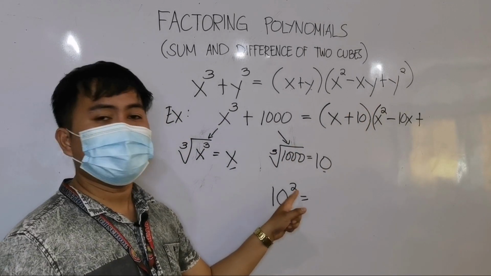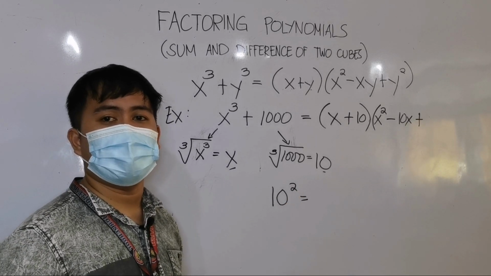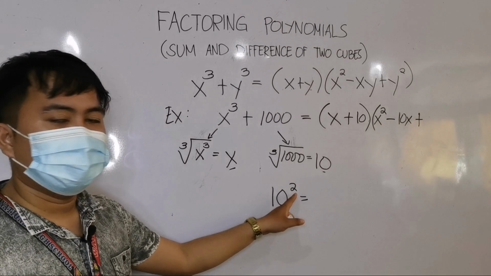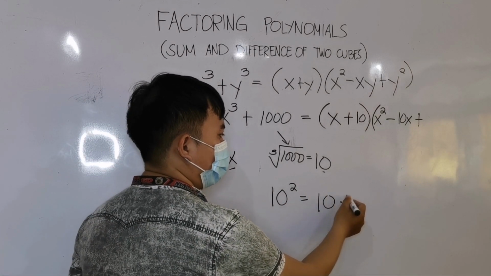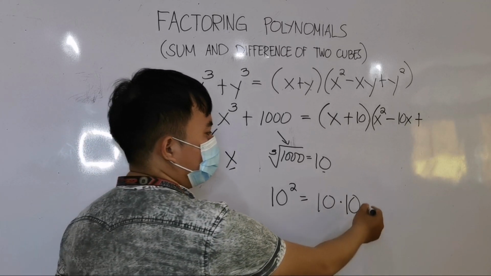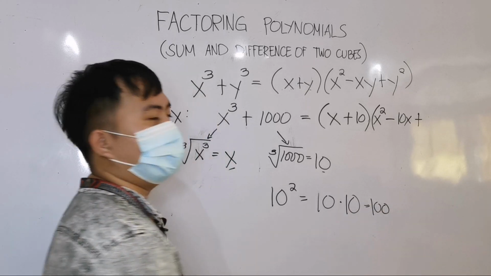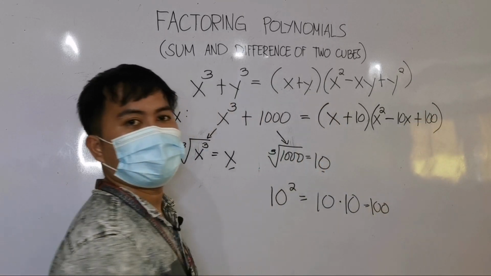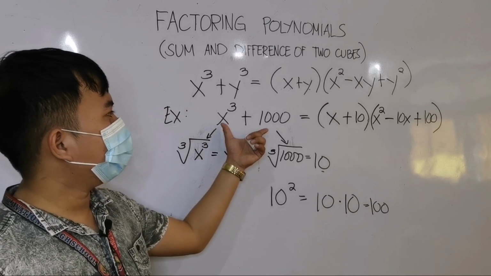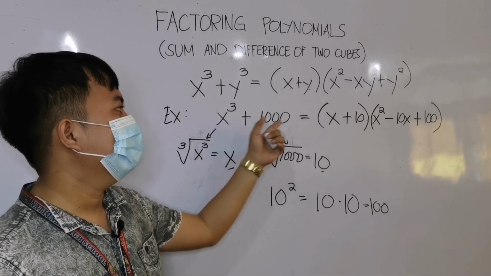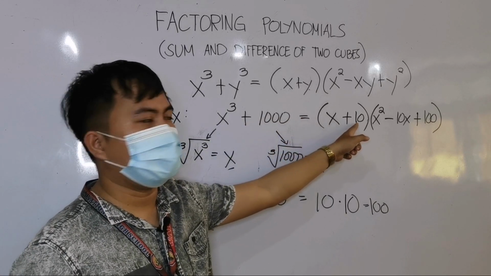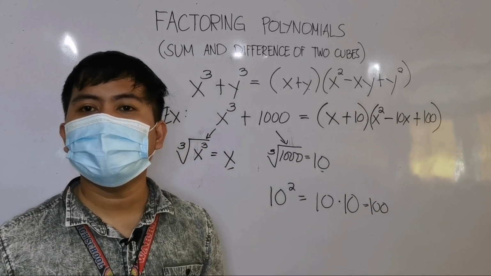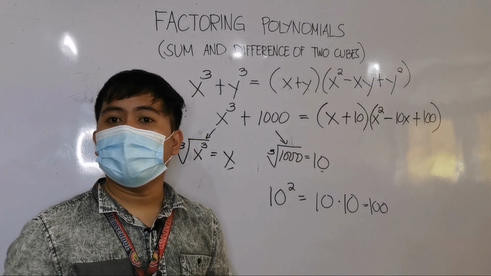So, ito na ngayon. Ang ibig sabihin talaga ng exponent, it tells you how many times you will multiply the number. So, ibig sabihin, 10 squared is not 20. Mali ka dun. Dahil, 10 squared is 10 times 10. And 10 times 10 is 100. So, for the last value on the last term, 100. Okay? So, meaning to say, the factored form of x cubed plus 1,000 is equal to the quantity of x plus 10 times the quantity of x squared minus 10x plus 100. Okay. Sana ay naintindihan po nila.